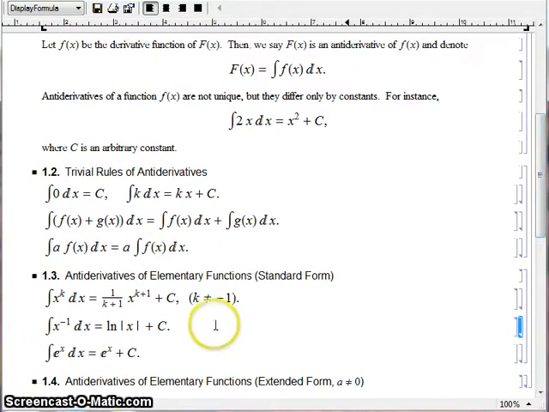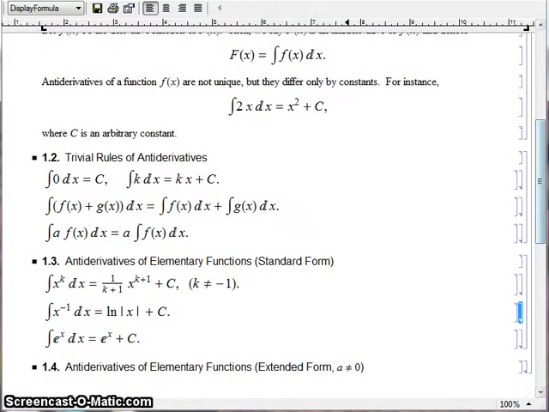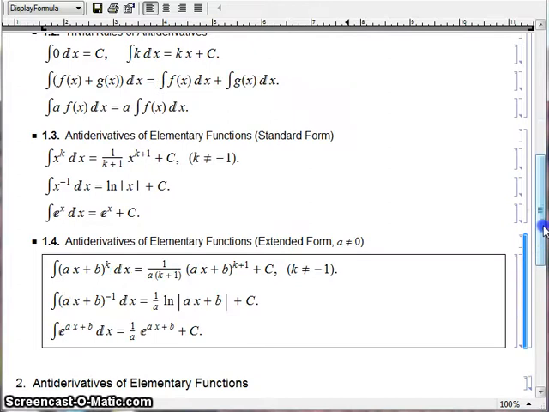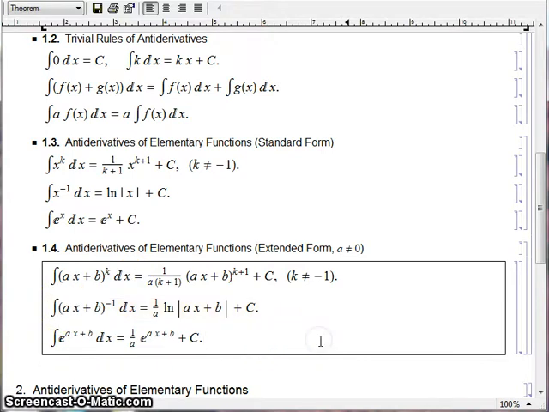Now these are standard rules, but I'd like to introduce you to a slightly extended form. Instead of x to the k power, let's consider ax plus b to the k power. Instead of x to the negative first power, let's consider ax plus b to the negative first power. And instead of e to the x power, let's consider e to the ax plus b power. In that case, what happens? Very much the same. Power rule, logarithmic function, exponential function stay the same, but the recurring theme is we have 1 over a in the denominator. The reason?